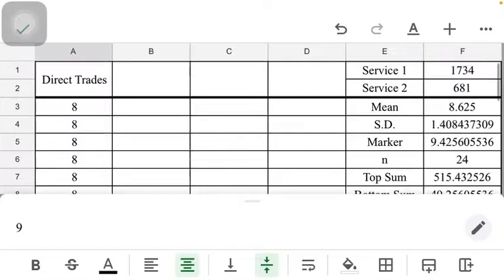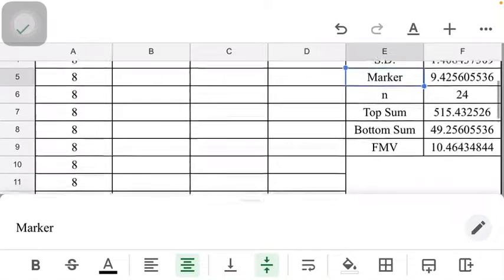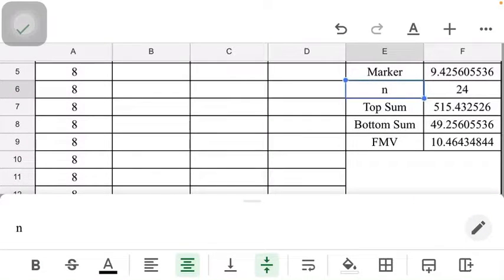And basically, I have over here the mean, and I'm using formulas to determine these values. So I have the mean here on the right. I have the standard deviation, and then everything else here is part of the formula. Now the marker is really important. This tells me at what point the trade history is relevant versus what part of the trade history isn't. And then obviously n is the number of trades, and then we have the top sum for the equation, the bottom sum of the equation, and then your fair market value that's derived out of that.